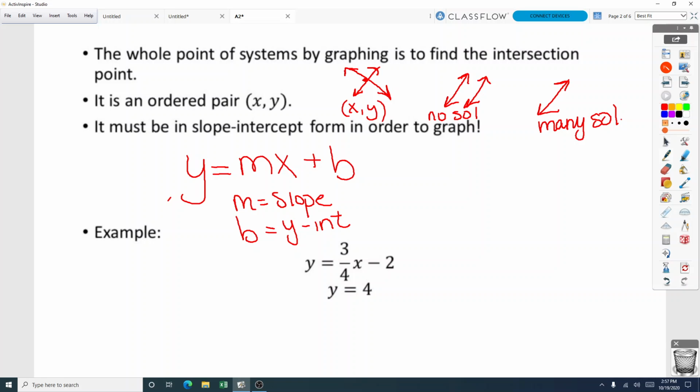Now, we're just going to do a couple of examples, two or three, where we graph these and determine what our solutions are. It's not crazy difficult, but we are going to look at a few examples.